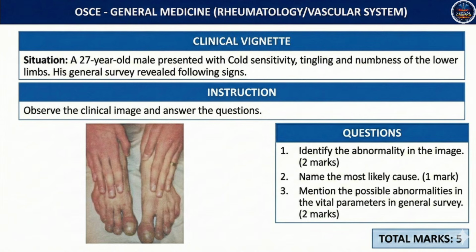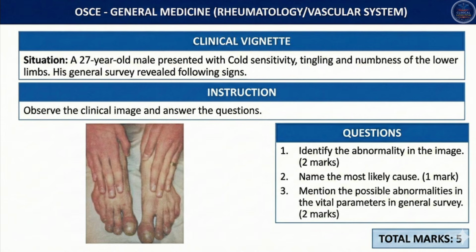Now see this case scenario. We have a 27-year-old male. He has cold sensitivity, tingling, and numbness precipitated by cold. This sounds vascular or neurologic. Next, look at the image.